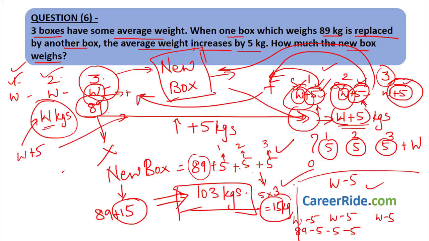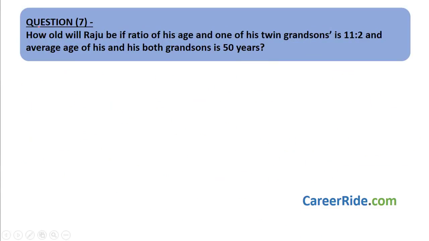Now moving on to the next sum. Question number 7. How old will Raju be if the ratio of his age and one of his twin grandsons' ages is 11:2, and the average age of him and both the grandsons is 50 years? Again, this is a sum of finding the total sum.